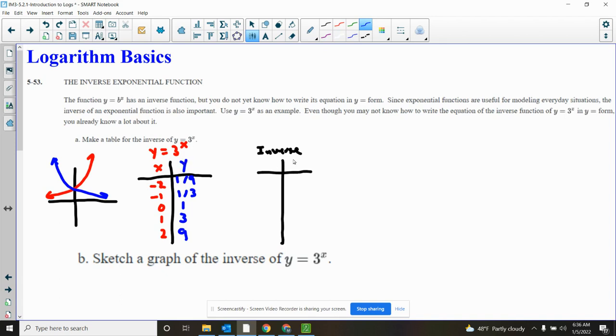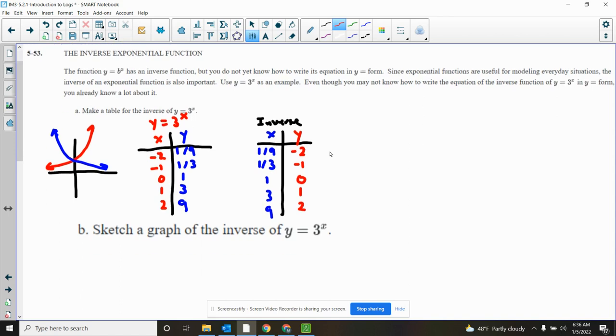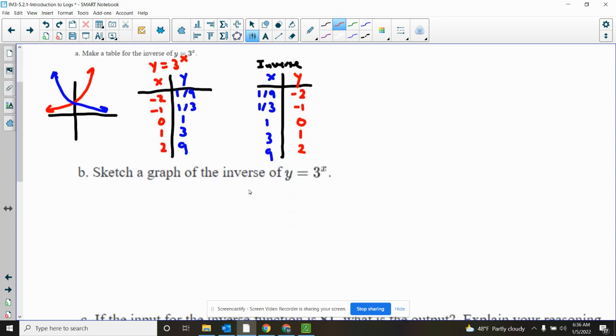So for the inverse, when we're looking at our inputs, it's going to be this list of y numbers: the 1/9, the 1/3, the 1, the 3, and the 9. And the outputs become what the original x's were: the -2, the -1, the 0, the 1, and the 2. So there we go. That is a table of what the inverse function of y equals 3 to the x looks like.